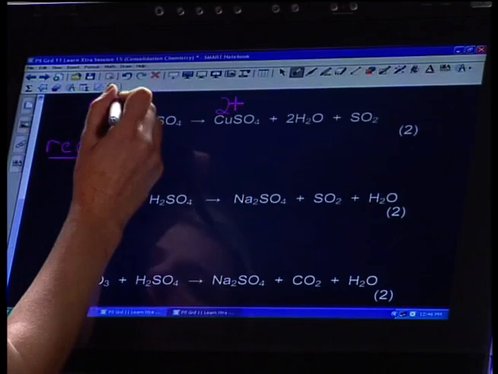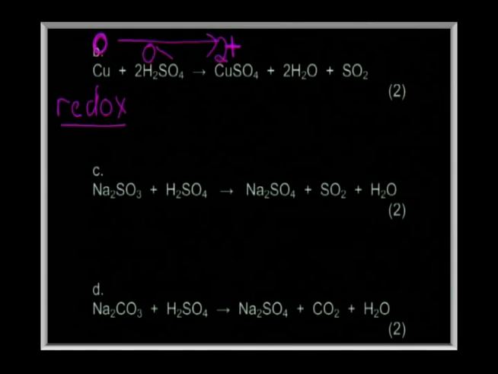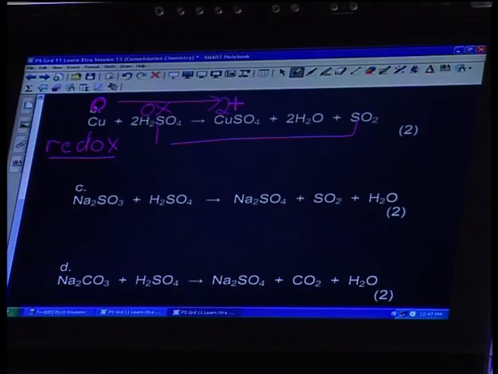Now, what has happened to copper? Copper was oxidized. It must have lost 2 electrons to enable it to get to copper 2 plus. Now, that must mean that something else around here has been reduced, and the compound that is reduced is the S. Right, so definitely transfer of electrons going on here. Reaction B is a redox reaction.